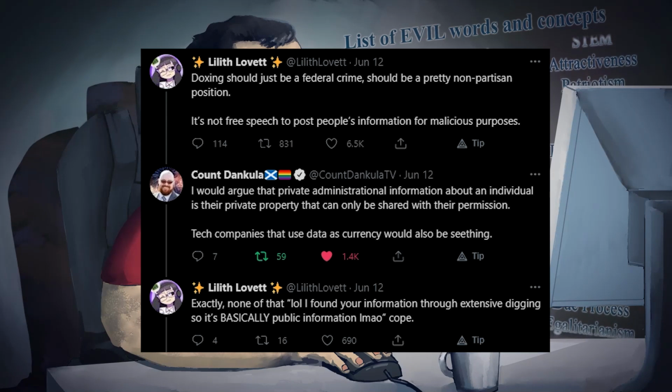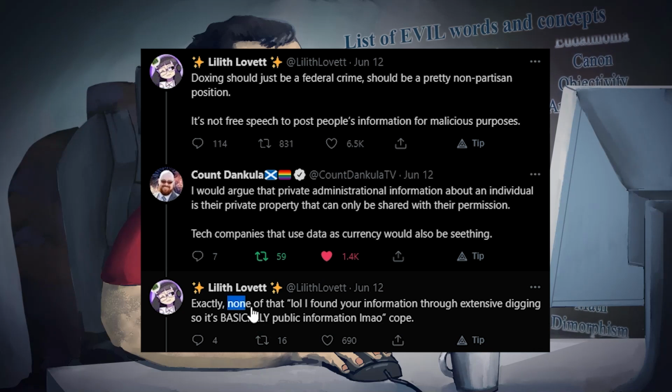Lilith had this idea, that doxing should be a federal crime. It's not free speech to post people's information for malicious purposes. Dankula replied with, I would argue that private administrational information about an individual is their private property that can only be shared with their permission. Tech companies that use data as currency would also be seething. That seems to target most of the bad parts of the equation here, without actually infringing on people's right to free speech. I do disagree with Lilith here, though.